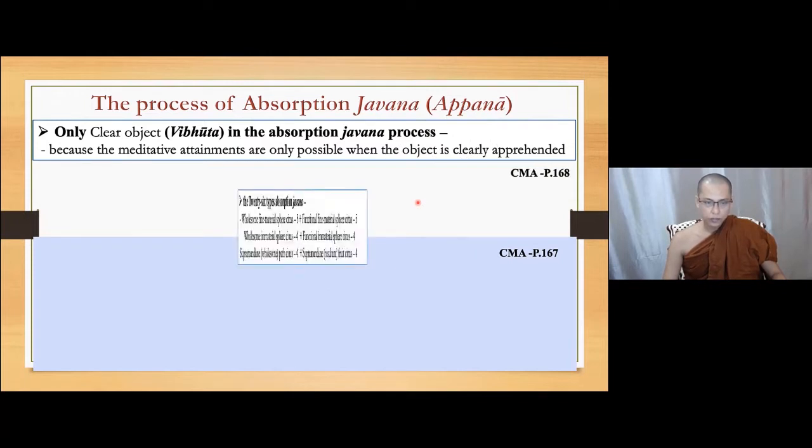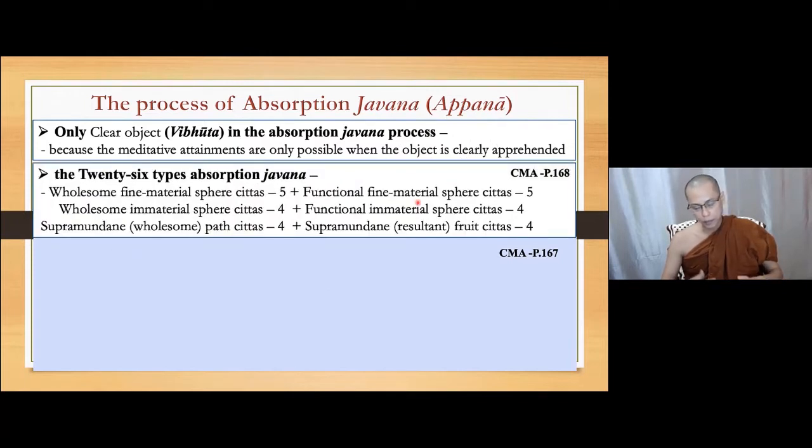Okay, so it is clear if we study the process. Now let's review the absorption jhana. What is appana jhana, which is translated as absorption jhana? It is not only the absorption of the fine material sphere or immaterial sphere; it is related to the attainment of magga and phala as well.